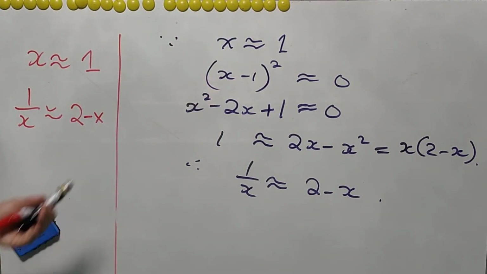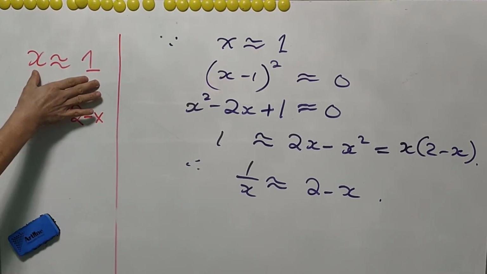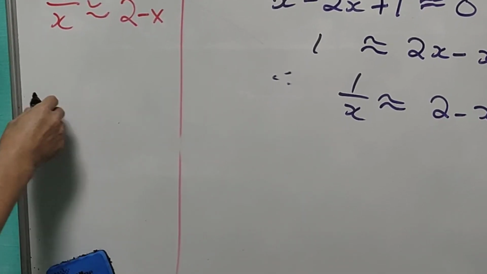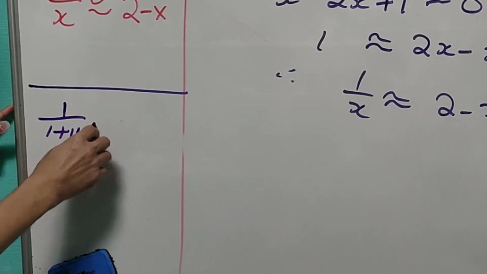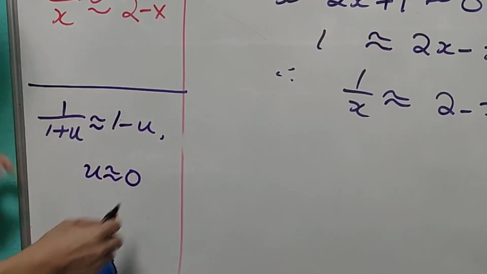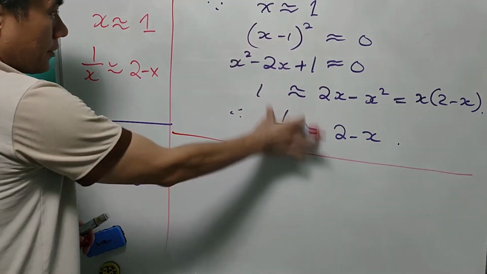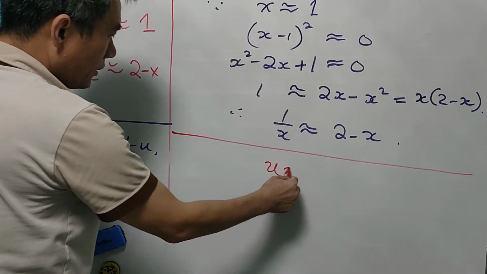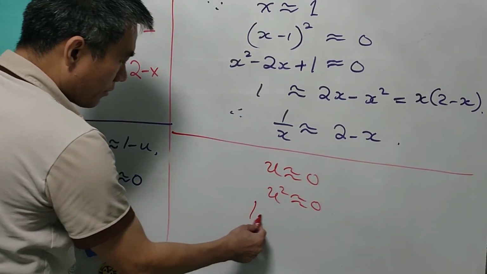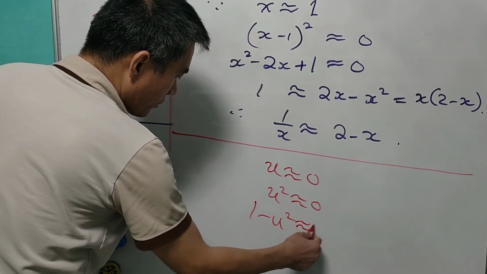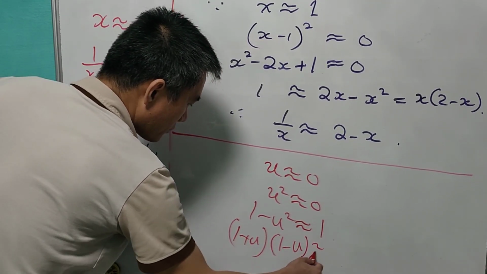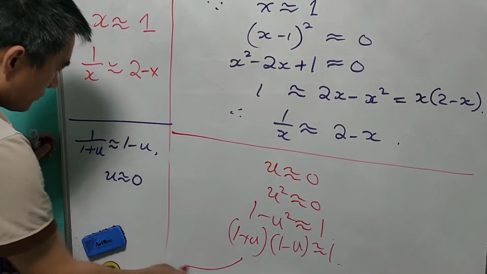One similar method to this: when x is very close to 1, 1 over x is approximately 2 minus x. Or we can say that 1 over (1 plus u) is very close to 1 minus u if u is very close to 0. With the same reasoning, u is very close to 0, so u squared is very close to 0. So 1 minus u squared is very close to 1. And this is (1 plus u)(1 minus u), very close to 1. And therefore, the result.